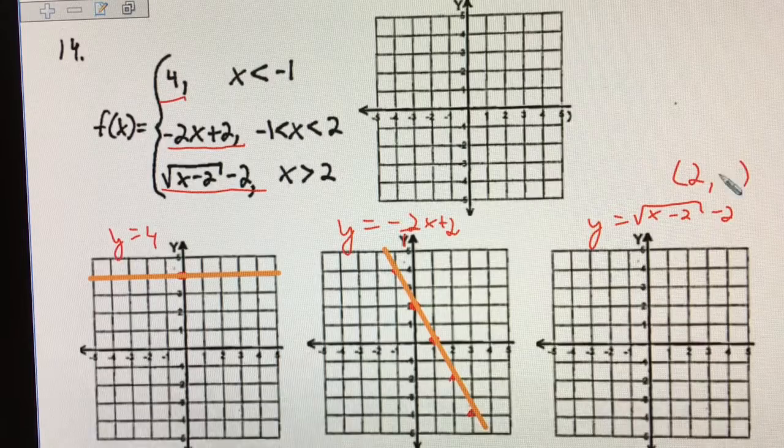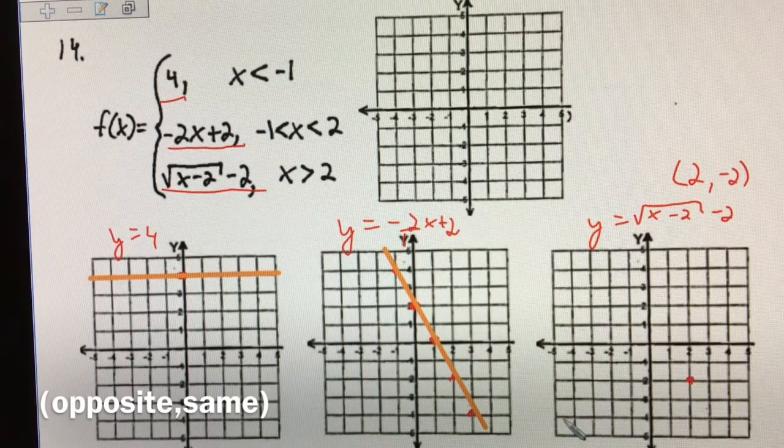For the square root, I have a vertex at 2, negative 2, then right 2, down 2. I'm going to implement 1, 3, 5. From there I go up 1 over 1, up 1 over 1, 2, 3.